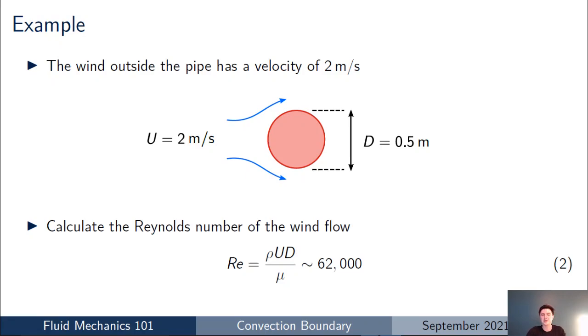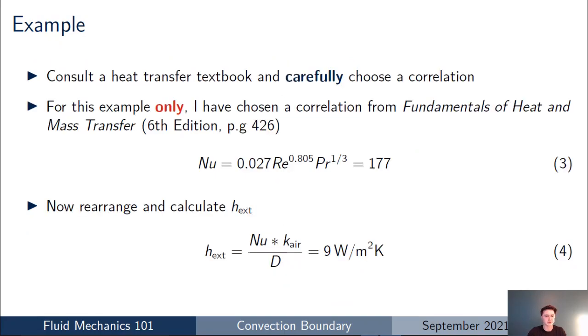And of course, many of you will have guessed that the Reynolds number is an excellent way of representing the ambient conditions, or what's going on with the flow outside the pipe. And so that's exactly what we do here. We calculate the Reynolds number for the wind, and in this case we find it's about 62,000. And then we go to our heat transfer textbook and carefully choose the right correlation.